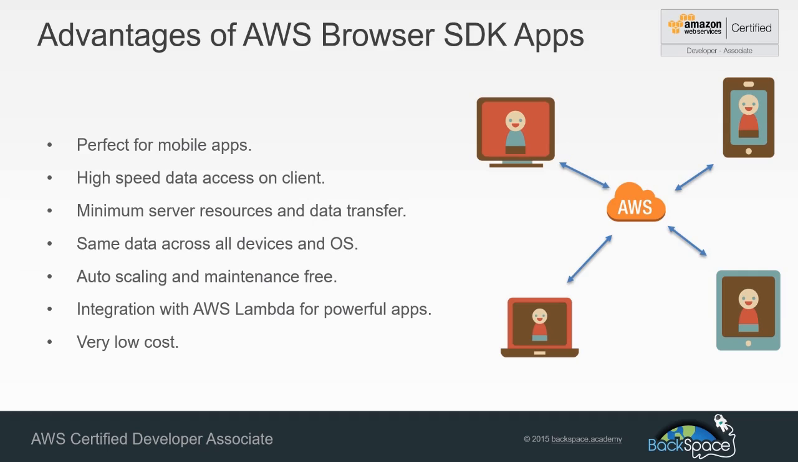So you're going to minimize those server resources massively, and your data transfer costs will be minimized quite significantly as well. This is very important if you're running a $1 PhoneGap application, for example. You don't want to be paying more than that in your data transfer costs, so you keep that to a minimum. You're going to have the same data across all devices and all operating systems. It doesn't matter whether it's a phone or a tablet or a Windows desktop or whatever. It will be the same provided the device has a browser.